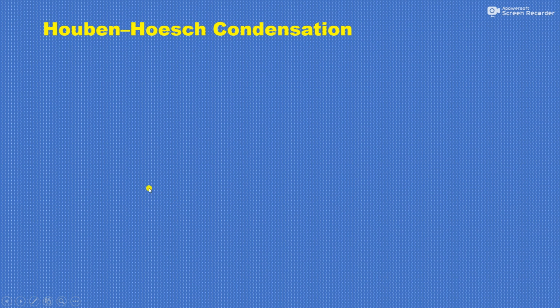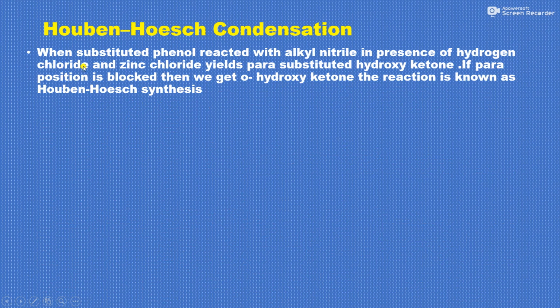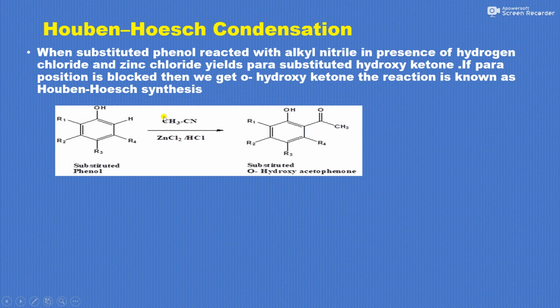Our next reaction is the Hoesch condensation. In this reaction, when substituted phenol is reacted with alkyl nitrile in presence of hydrogen chloride and zinc chloride, it yields para-substituted hydroxy ketone. If the para position is blocked, then we get ortho-hydroxy ketone. The reaction is known as the Hoesch synthesis.